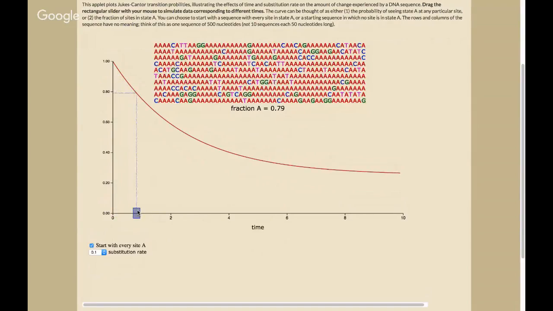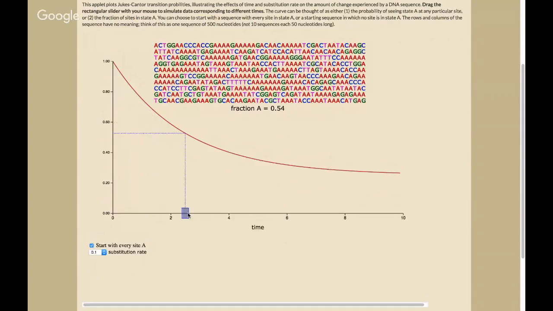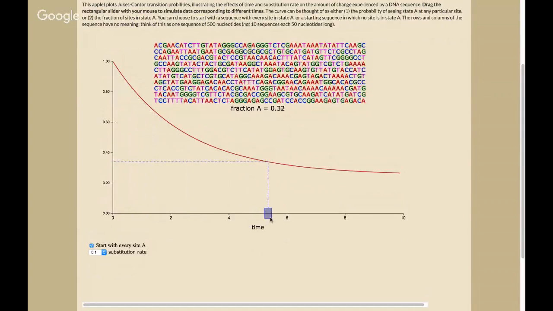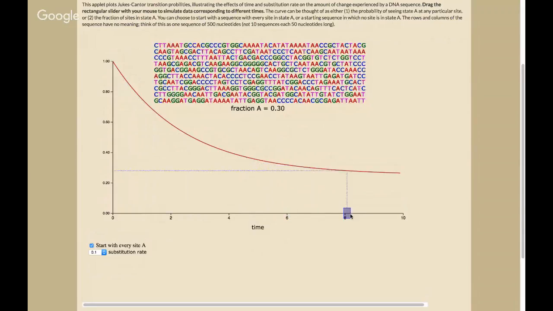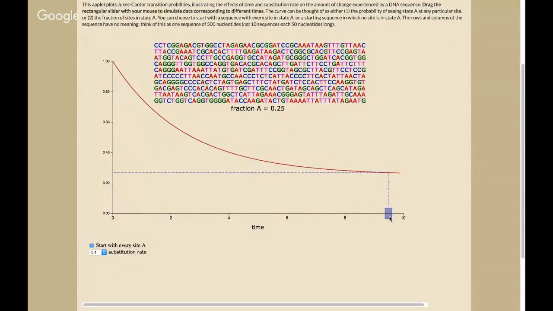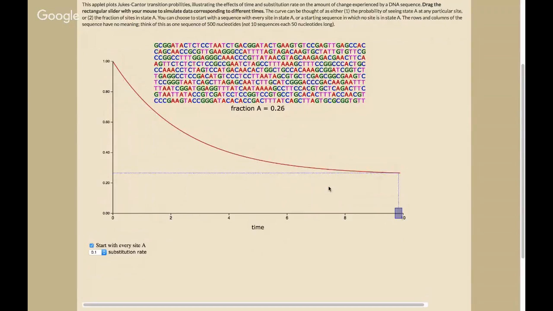As time elapses, substitutions turn some of those A's to other things, and eventually if you go all the way to the right, you can see the fraction of A dropping. The fraction of A is going to drop down to about 0.25. So the fraction of A is now about 0.25.